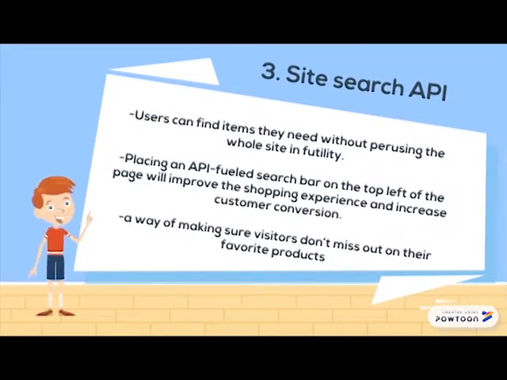Third, size search API. Users can find items they need without perusing the whole site in futility. Using an API full search bar on the top left of the page will improve the shopping experience and increase customer conversion. A way of making sure visitors don't miss out on their favorite products.